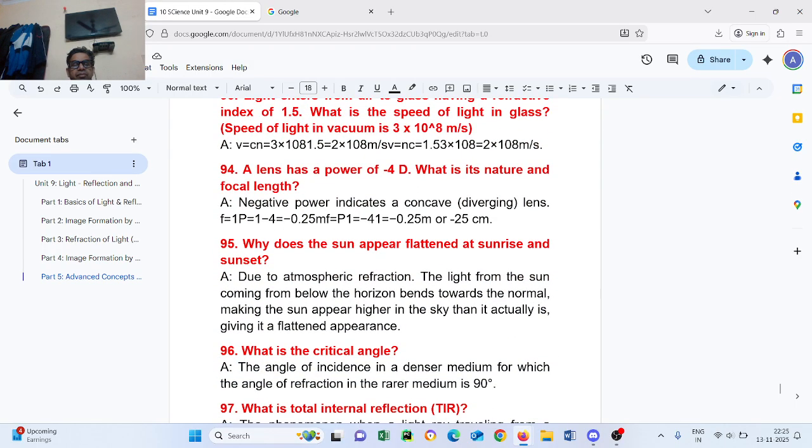Question number 95. Why does the sun appear flattened at sunrise and sunset? Due to atmospheric refraction. The light from the sun coming from below the horizon bends toward the normal, making the sun appear higher in the sky than it actually is, giving a flattened appearance.